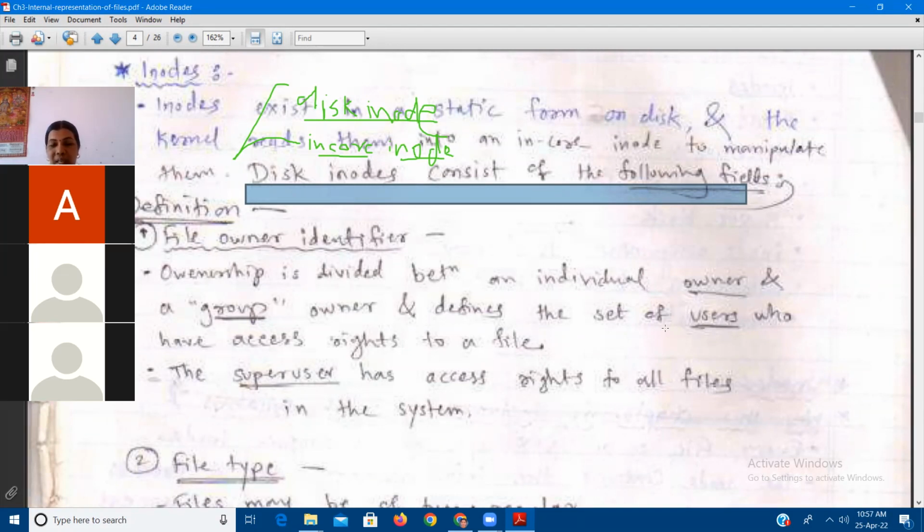That is what the owner identifier is. Who is the owner of that file? Who is the group of that file? Who is the user of that file? For example, if I am an owner, meaning I have created that file, that's why I will be treated as an owner.